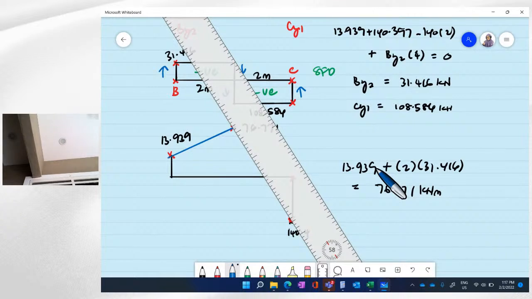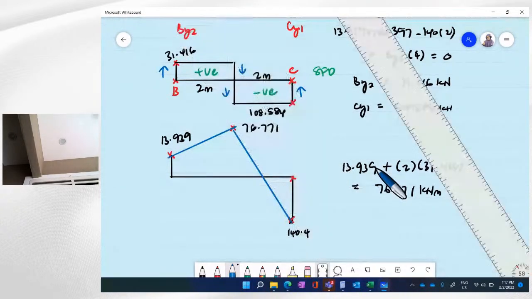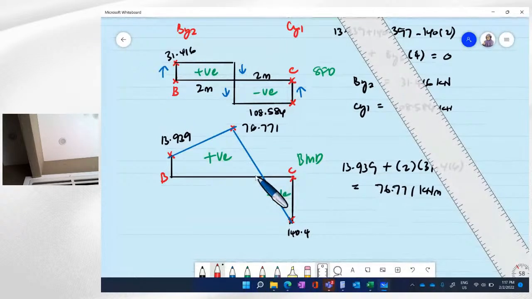Okay, so just need to join this. So this will be the bending moment diagram. So this is positive and negative. Okay, so this is the BMD for member BC.